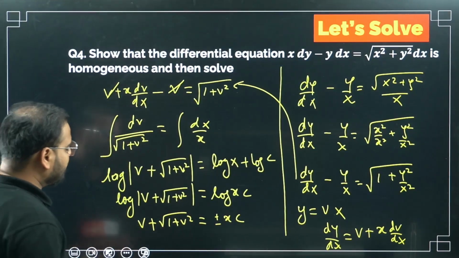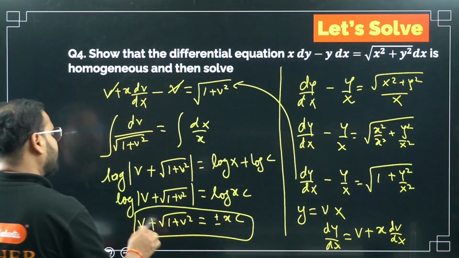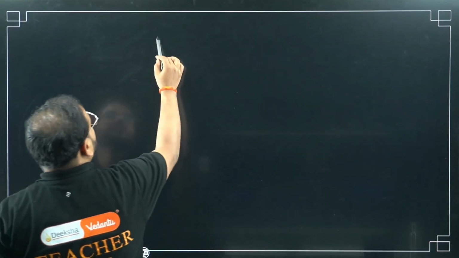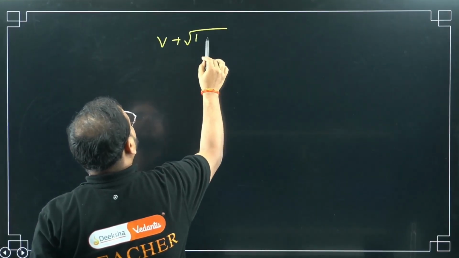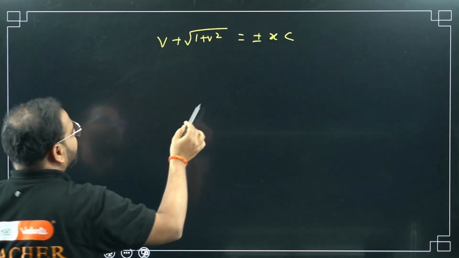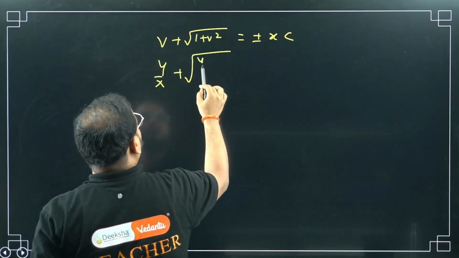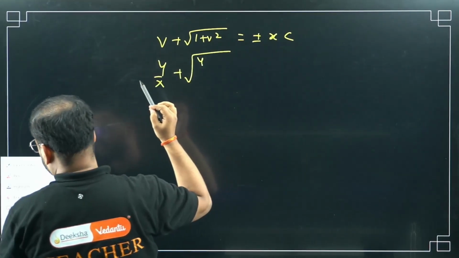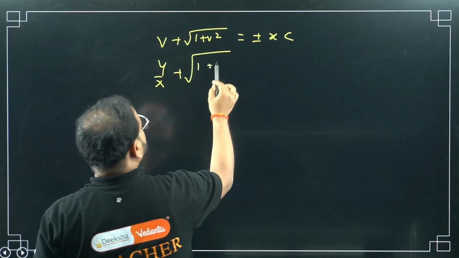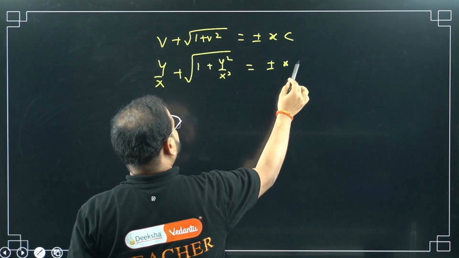So now I'll write the value of v back because this is the answer, but I cannot keep the answer in v because that's a variable that I assumed. I have to put it back. So how will that look like? Please check. I'm getting v plus root under 1 plus v square equals to plus minus xc. So I'll write v as y by x plus, in here also, 1 plus y by x the whole square, 1 plus y square by x square equals to plus minus xc.